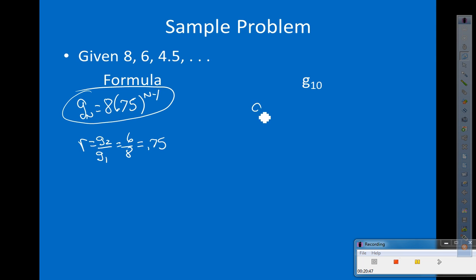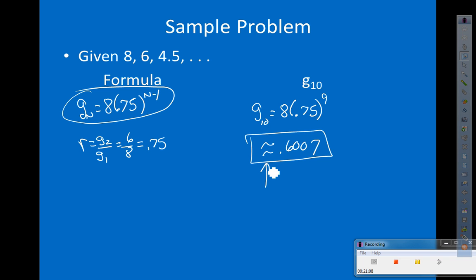Let me come over here. G sub 10 is going to be 8 times 0.75 to the 10 minus 1, which is 9. This answer comes out ugly anyway, so I'm going to round, so I'm going to use approximately 0.6007. Notice I told the world that I rounded, and notice please, guys, that every time I have an n minus 1 in my formula. Okay? I've got 2 more examples.